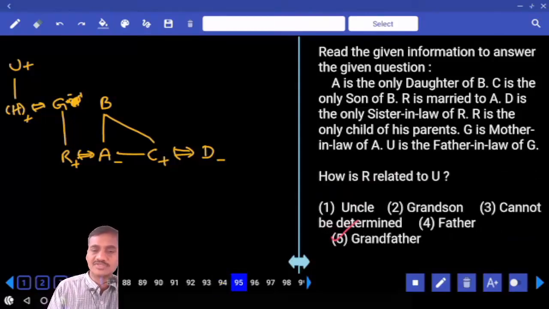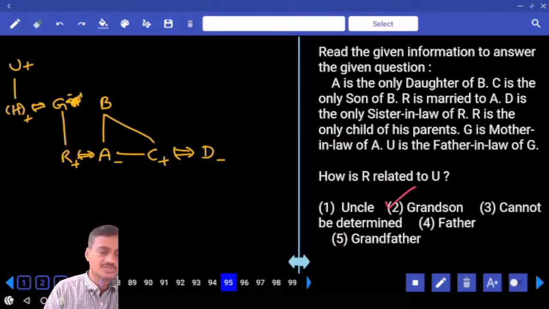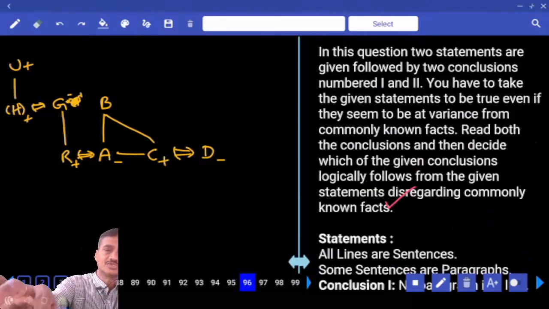And next one, how is R related to U? U's son's son. Son's son is grandson. Grandson, that is choice 2. 95 is choice 2. Then 96 to 100.